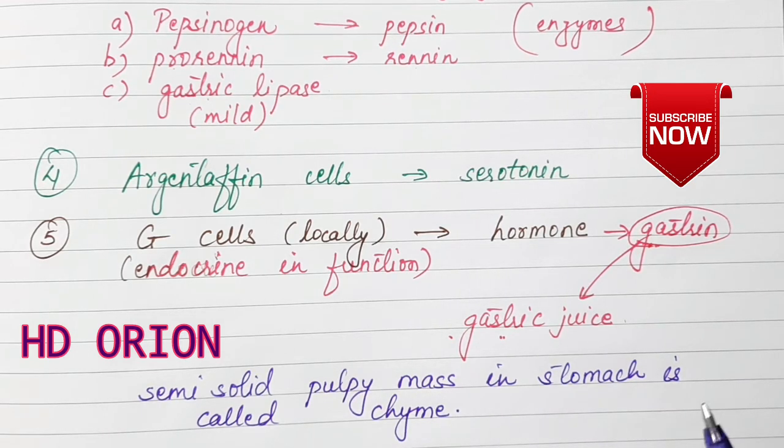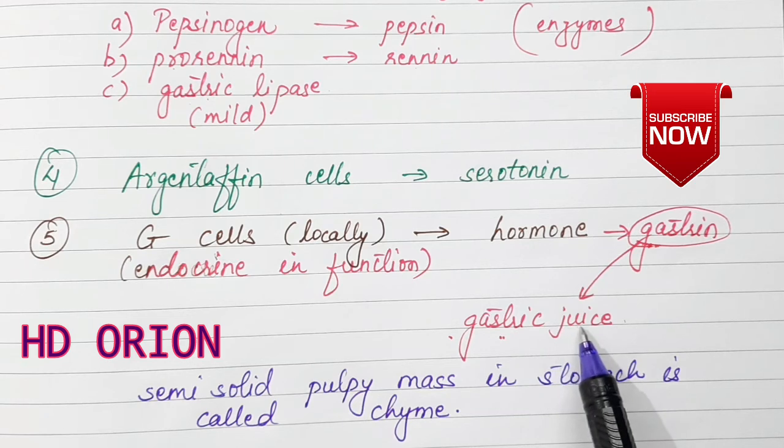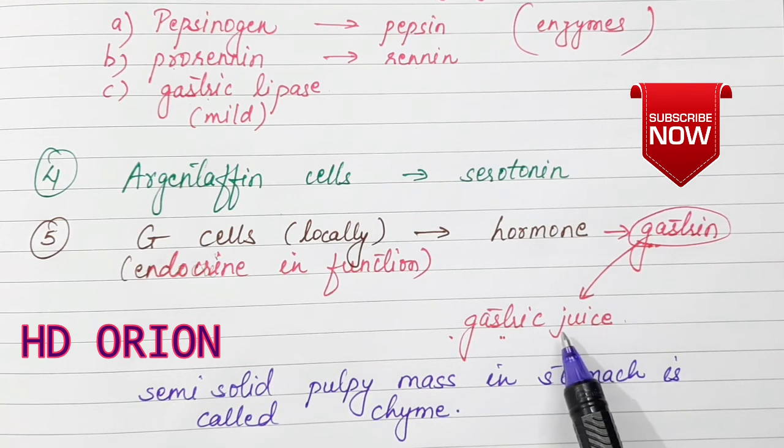So this is the action. The food that is taken in through the mouth will be converted into chyme in the stomach by the action of gastric juice. Gastric juice is the combination of all the secretions that we studied right now, produced by the different types of cells present in the gastric glands. So this is about the stomach.